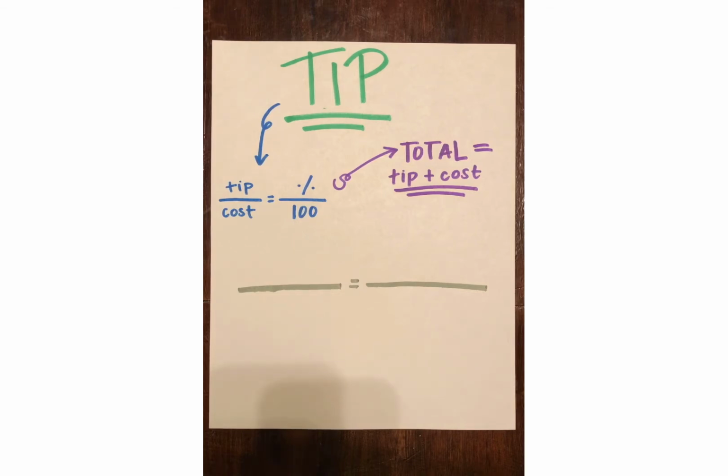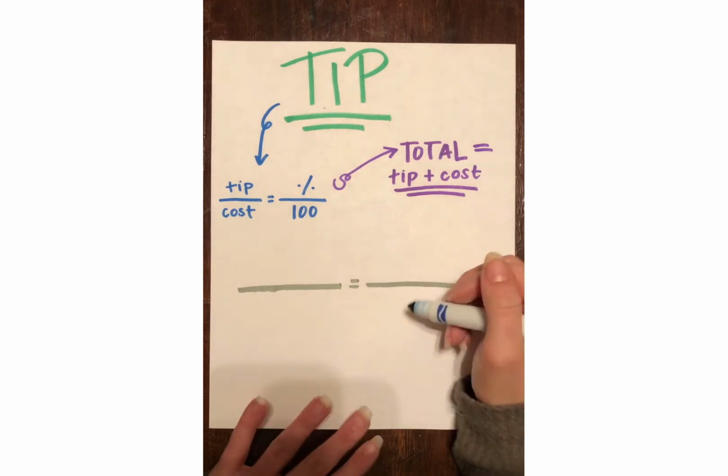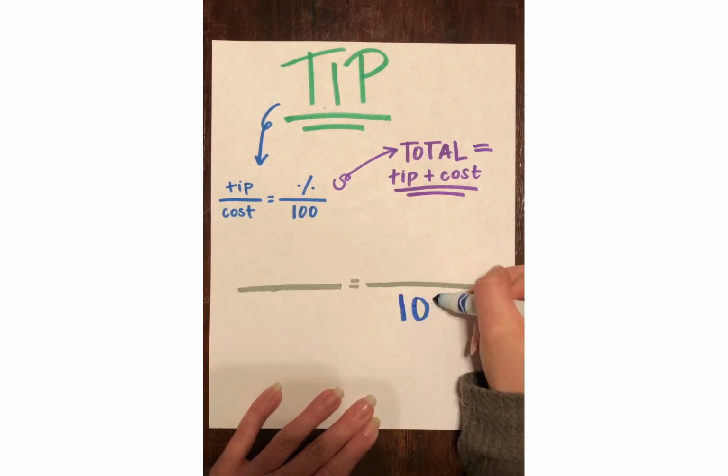So, in reading this problem, I knew it was a tip problem, so I went ahead and labeled that at the top. I also gave you the proportion that we're going to use to solve for tip. It's going to be tip over cost equals percent over 100. And again, because it asked you for the total of their meal, we need to remember that the total is going to be tip plus cost because they have to tip their waiter and they have to pay for their food. All right, so I'm going to go ahead and start by putting my 100 down here.